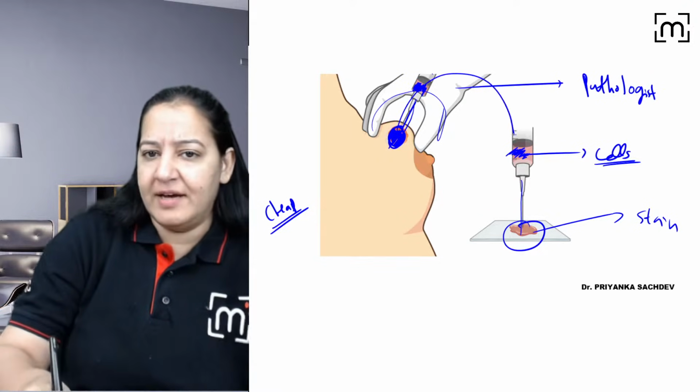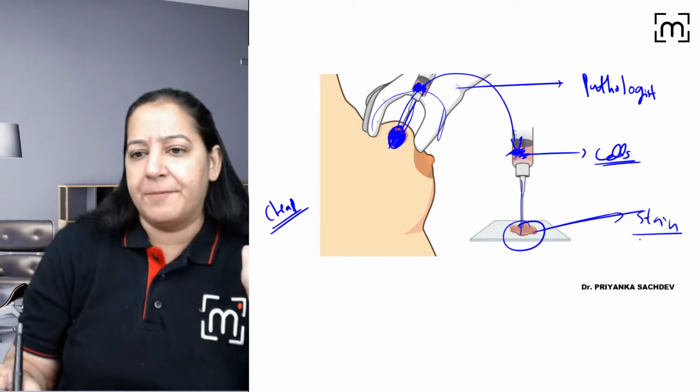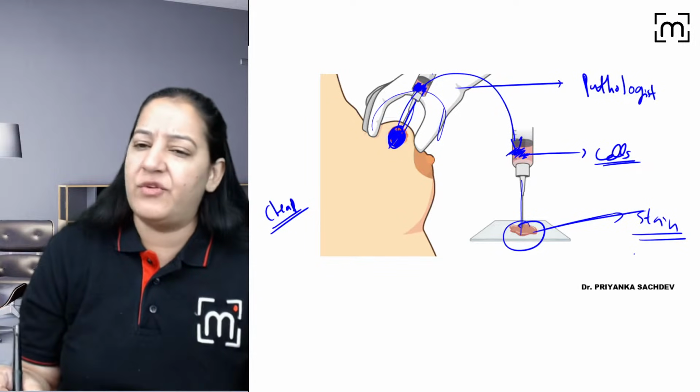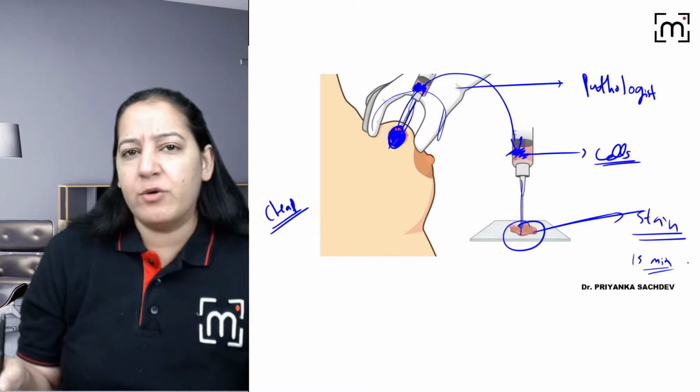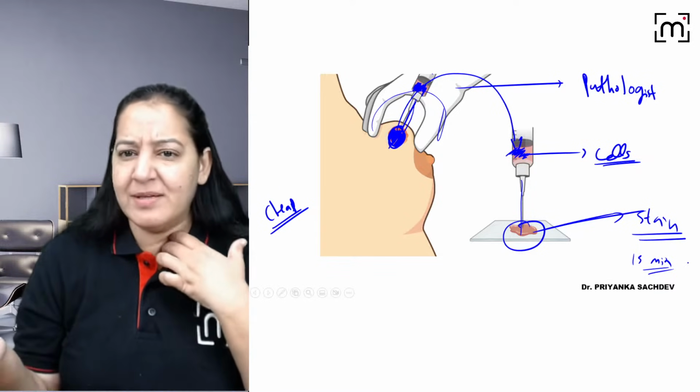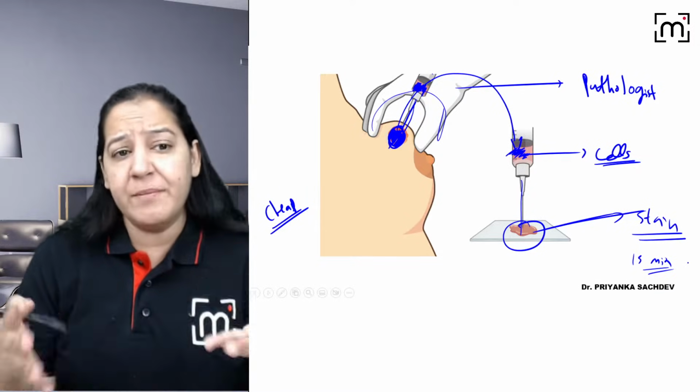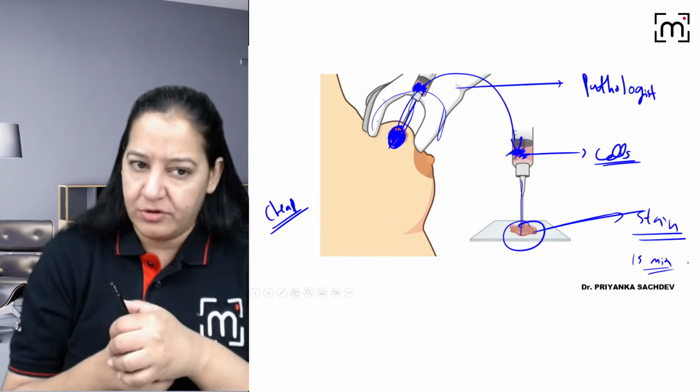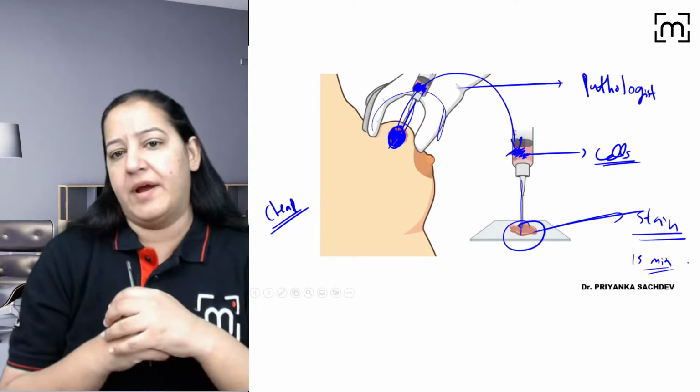So I take the sample, and after staining it, I can give the results in as little as 15 or 20 minutes. The time is required only to see it under the microscope. If I'm experienced, I can give the result within 15 minutes. So in case of emergencies, I can do that, right? Very little time is required, right?